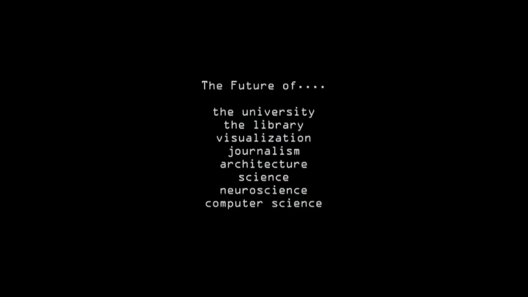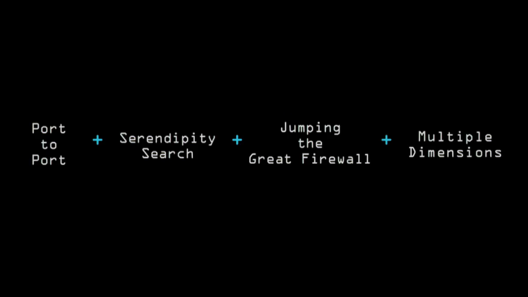I know that's a big title for a group at Eyeo. But that's the name of the project, and it's the future of the university, the library, of visualization, of journalism, of architecture, of science, of neuroscience, computer science. We're not sure we're doing very well at predicting the future, but we're very far along the way of each project.